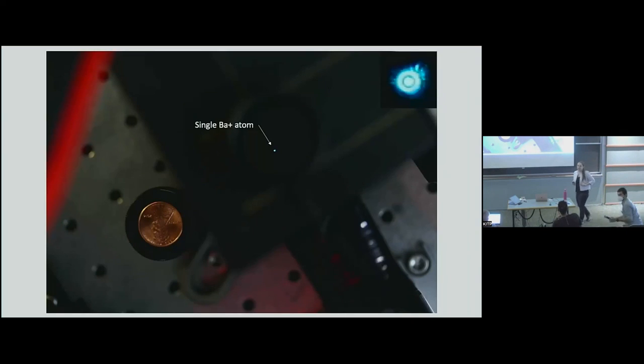Question already. That's a single barium atom, then what's that ring? It's just an artifact. It's not a perfect imaging system, that's all.